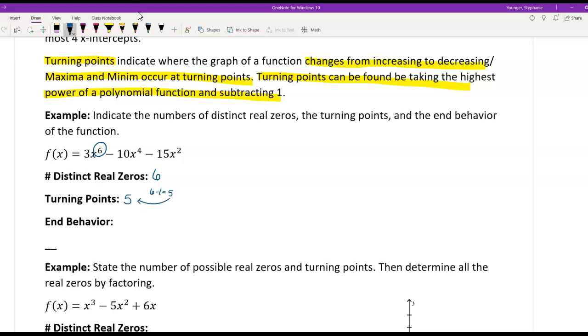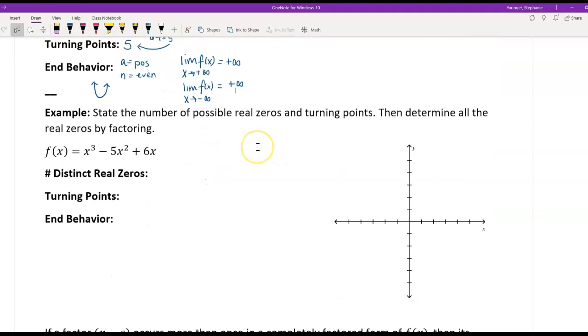Now your end behavior. A is positive. N is even. So that means I'm going to have that smiley face shape, which means the limit of f of x as x approaches positive infinity equals positive infinity. And the limit of f of x as x approaches negative infinity is still going to be that positive infinity.